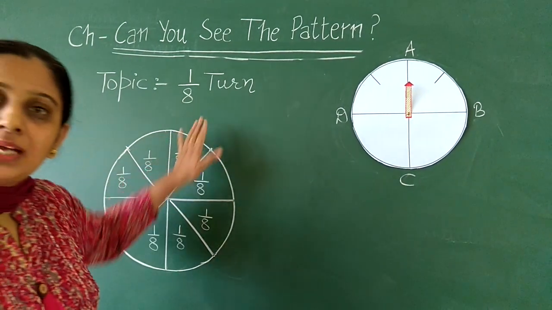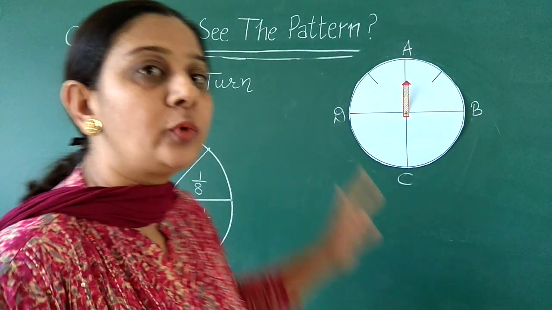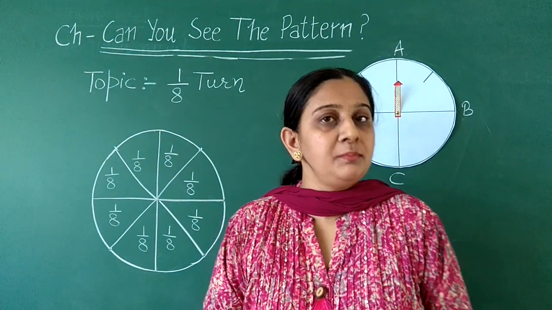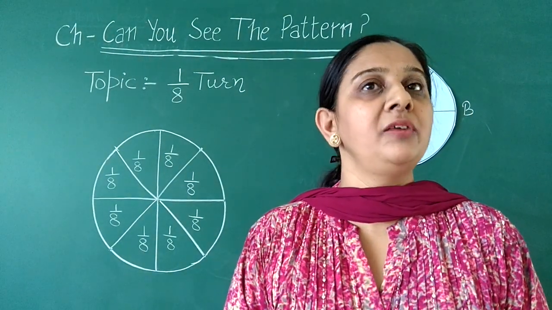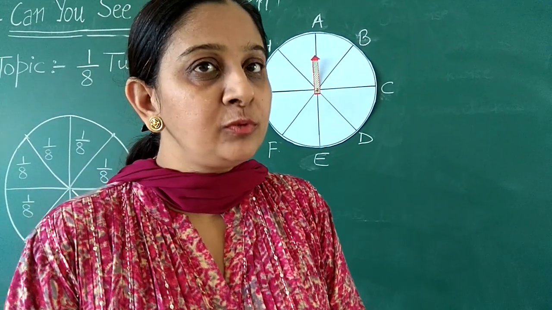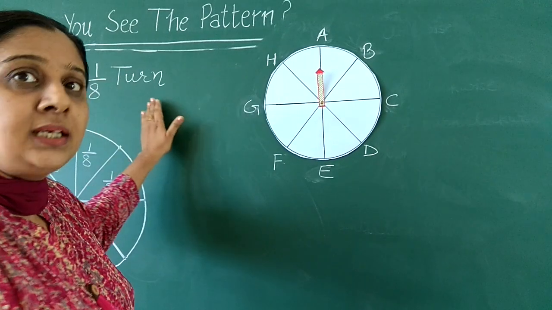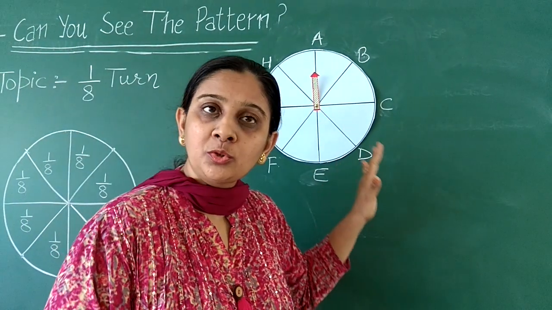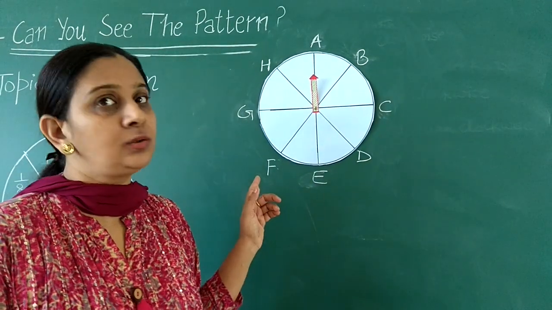Now today children, with the help of this we will discuss about 1 by 8th turn. 1 by 8th turn, it means half of 1 by 4th turn. Now children, as I have told you that 1 by 8th turn is half of 1 by 4th turn. Now we are going to discuss about 1 by 8th turn in clockwise direction.